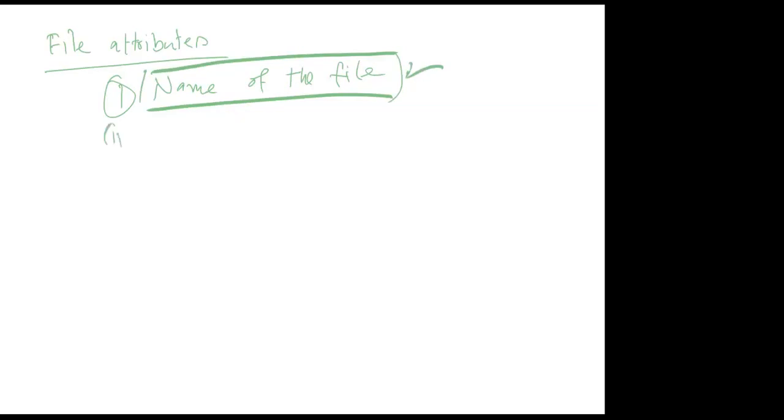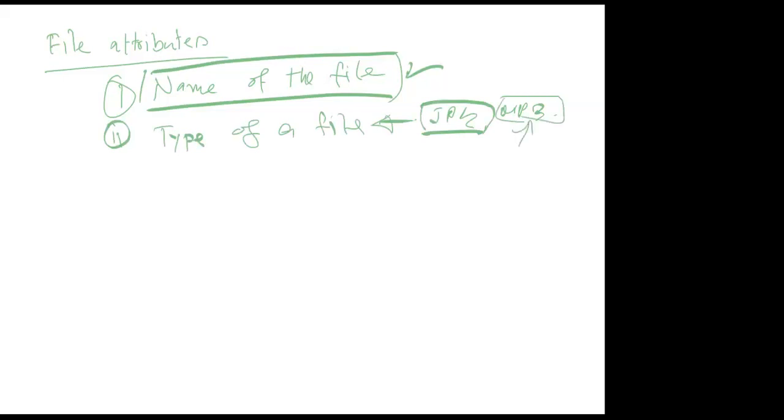Another attribute is the type of a file. Which type is this file? It can be JPG, MP3, or a video file, as well as docs, docx, PPT. Depending on this type, you need different software to open or read the file. So type is another attribute for a file.